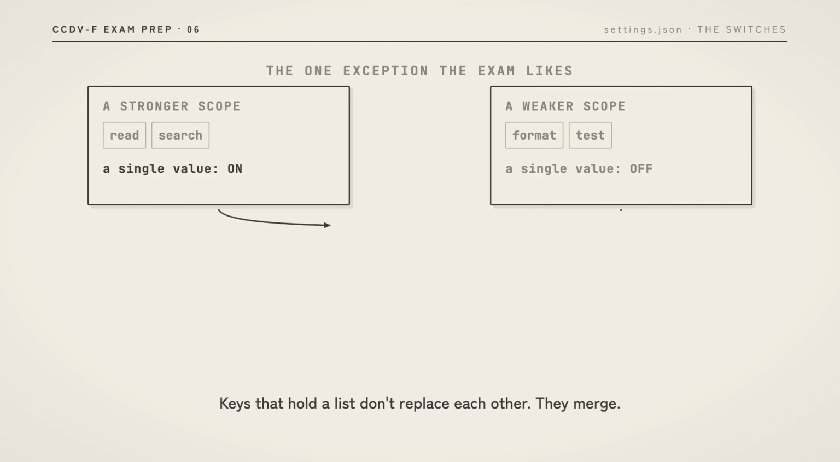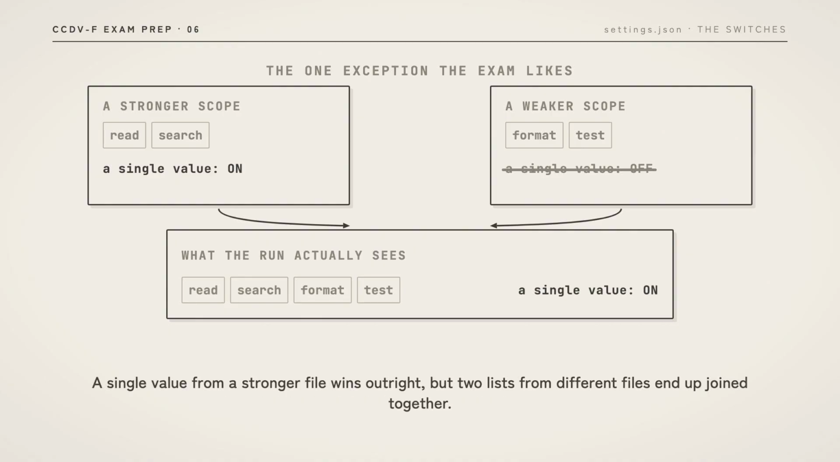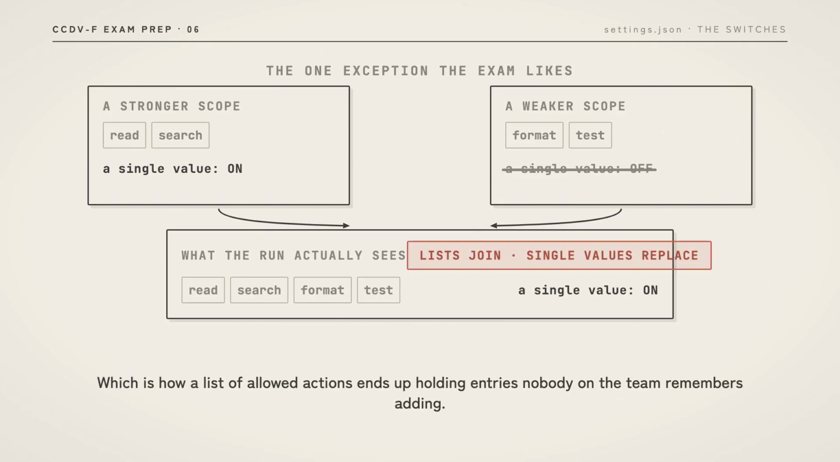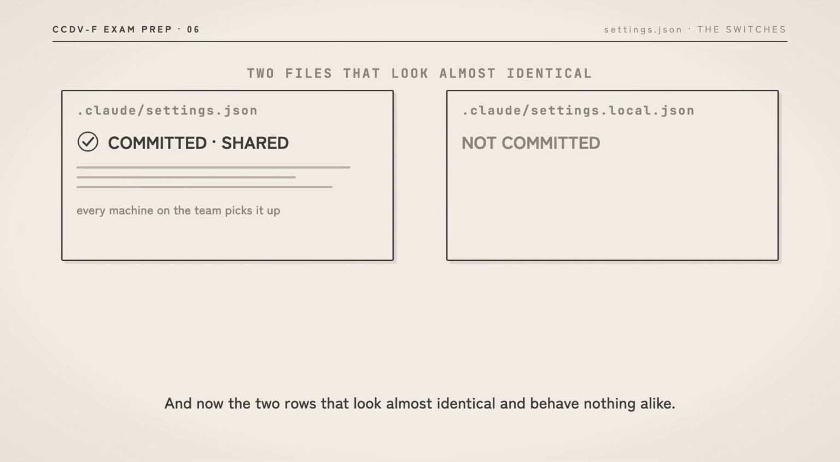Keys that hold a list don't replace each other. They merge. A single value from a stronger file wins outright, but two lists from different files end up joined together. Which is how a list of allowed actions ends up holding entries nobody on the team remembers adding, and now the two rows that look almost identical and behave nothing alike.